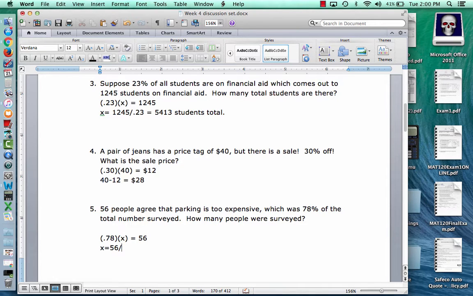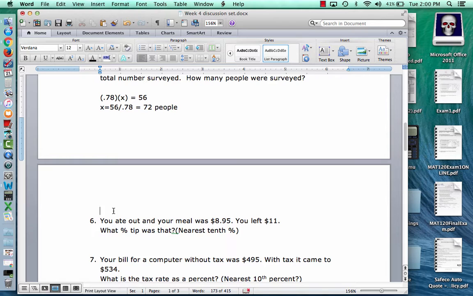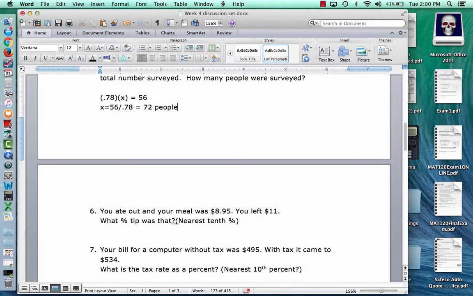56 divided by 0.78 gives us 6 divided by 0.78. And remember, we're rounding to the nearest person here because this is the number of people, so I'm going to say 72 people were surveyed total. That's the answer.